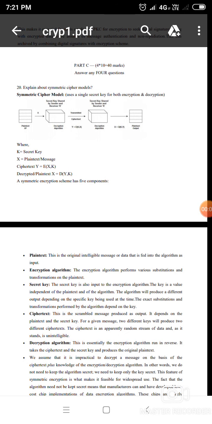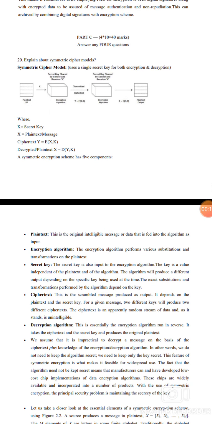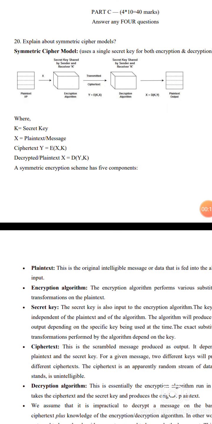Part C, Cryptography, Question 20: Explain the symmetric cipher model. The symmetric cipher model uses a single secret key for both encryption and decryption. The plain text is converted by an encryption algorithm, then transmitted to the decryption algorithm, which finally produces the plain text output. K is the secret key, X is the plain text or message, the ciphertext Y equals E of X comma K, and the decrypted plain text X equals D of Y comma K.